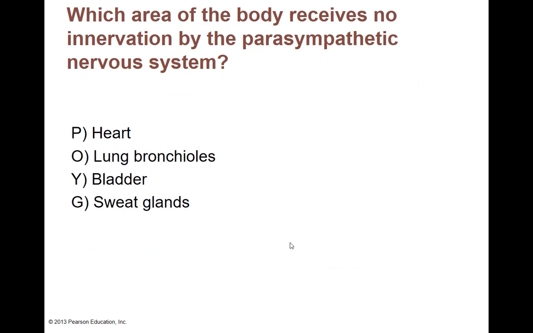Which area of the body receives no innervation of the parasympathetic nervous system? I mentioned this one as my example. Which one has no restful information sent to it? It's the green, the sweat glands. There's no restful information that needs to get sent to the sweat glands. They just don't do anything.